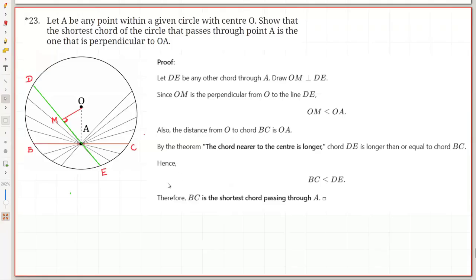Then we can use the direct theorem number 8, or this is a shorter form of theorem number 8: the chord nearest to the center is longer. If the distance is very small, the chord is longer. So BC is the one where the distance is more. Therefore, BC is less than DE. So BC is the shortest chord passing through A.